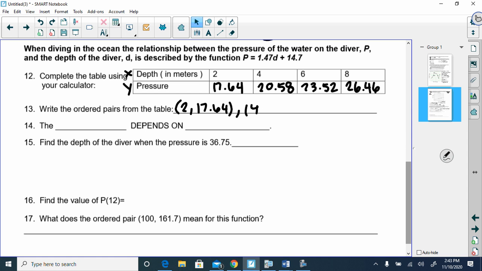4, 20, good. And then 6, good. And then the last one, 8, and then 26.46. Kind of ran out of room. Right here, 23.